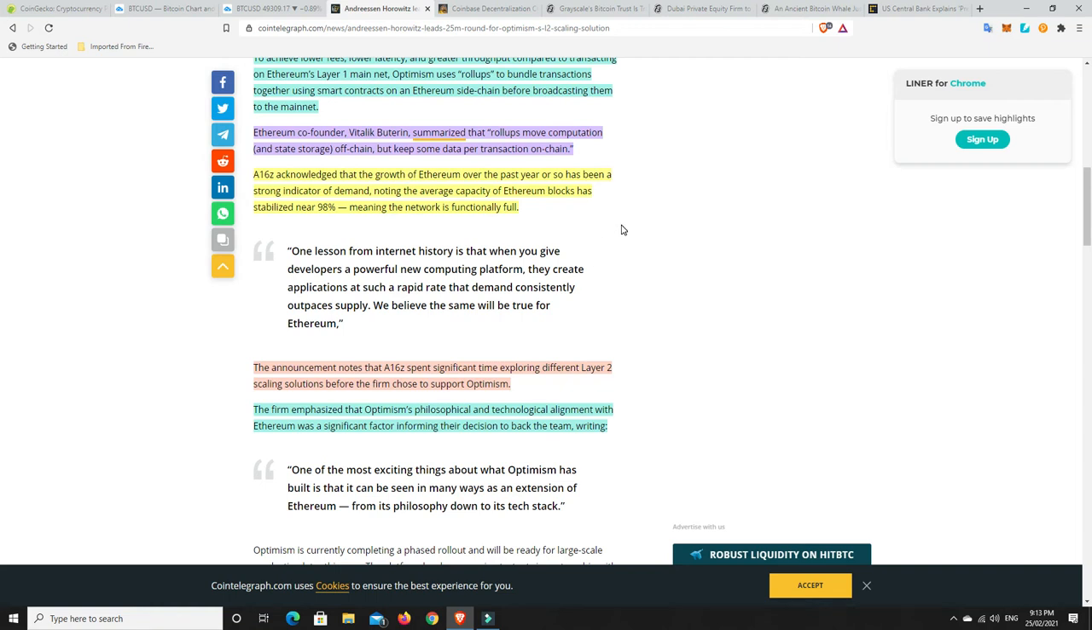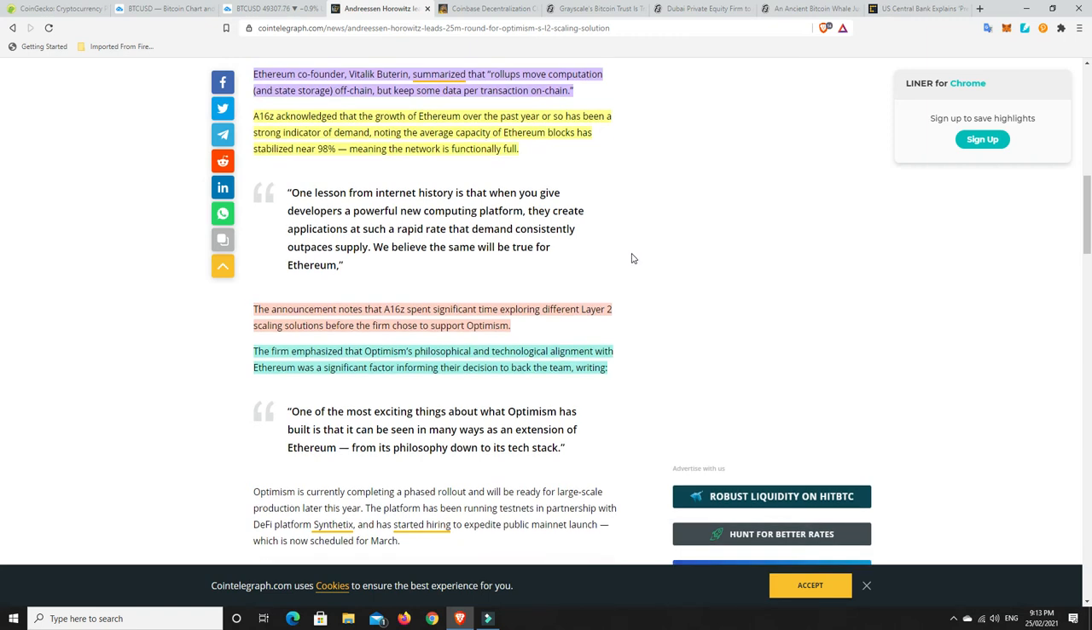The average person can't. It's too expensive. But again, they've got some things coming up soon that hopefully are going to help fix that, and hopefully some layer 2 solutions come out and really assist that as well. The announcement notes that Horowitz spent significant time exploring different layer 2 scaling solutions before the firm chose to support Optimism. The firm emphasized that Optimism's philosophical and technological alignment with Ethereum was a significant factor informing their decision to back the team.